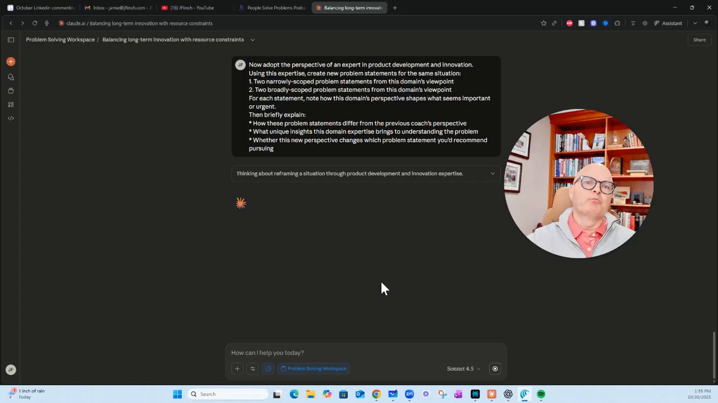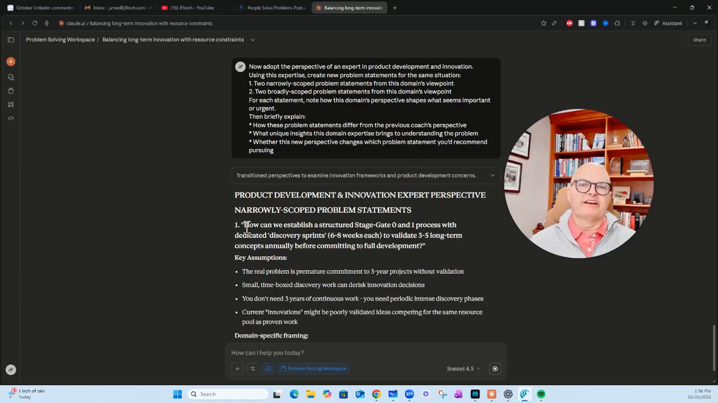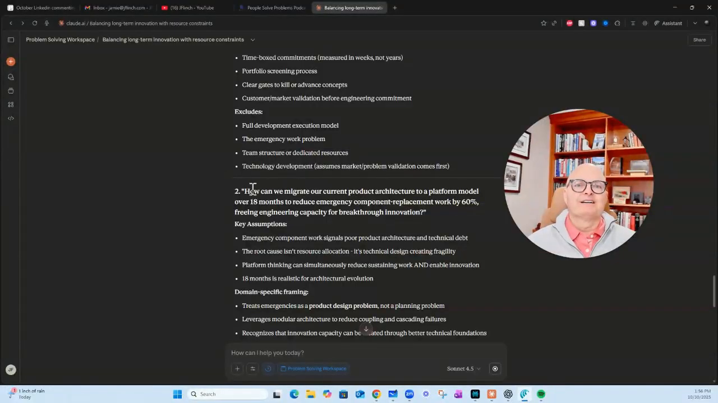So that's going to be more likely to dig into frameworks that problem-solving innovation experts might use. So here you can see this right out of the gate: how do we establish a structured stage gate 0 and 1 process with dedicated discovery sprints? So it's sort of assuming a solution already, right? And that's, quite frankly, what's more likely to happen when you have a subject matter expert. They kind of already know where you're headed. They're going to jump to the end. That's what they're there for, as a subject matter expert.